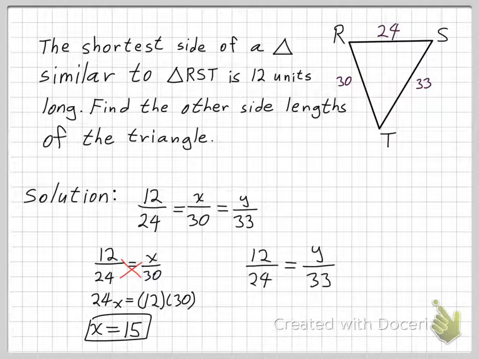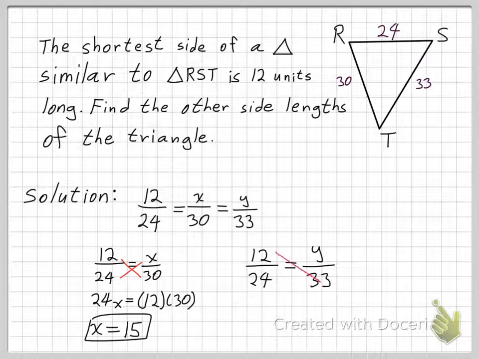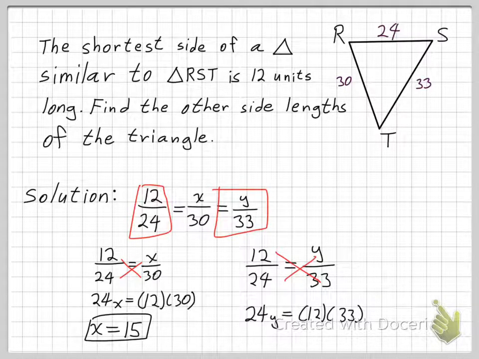Then to find out what y is, we can basically just use this and that. So we can set 12 over 24 equal to y over 33, and that's how we get that proportion. Again, you can solve that by cross multiplying, and you get 24y is equal to 12 times 33, or y is equal to 16.5. So that's how you can use the side similarity theorem to find missing side lengths.